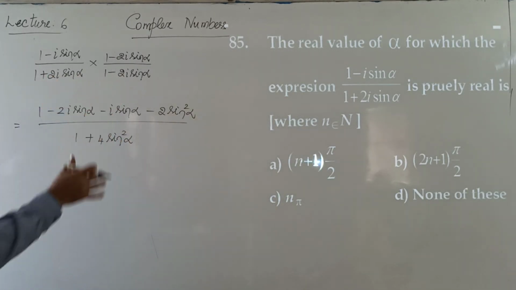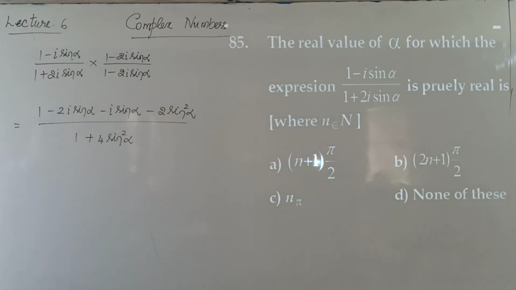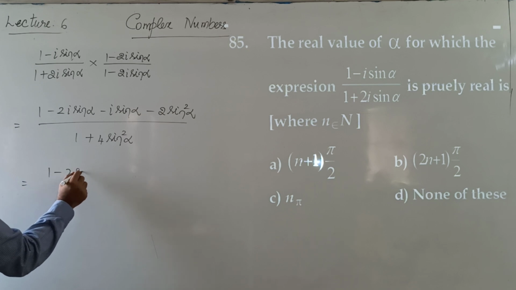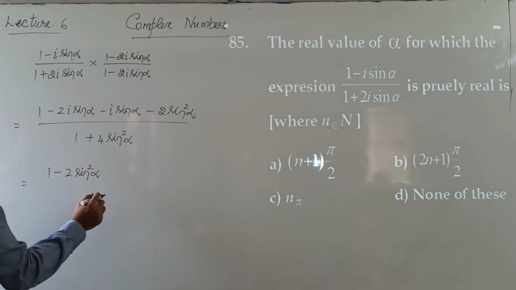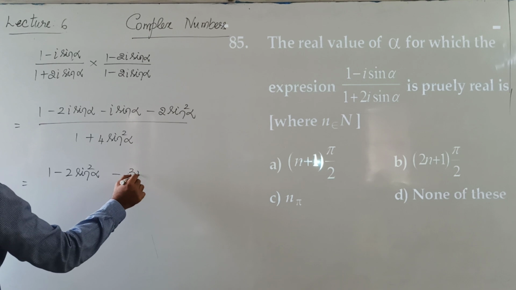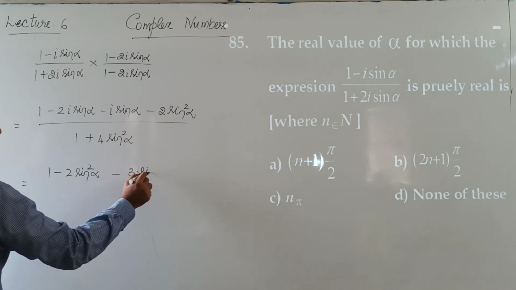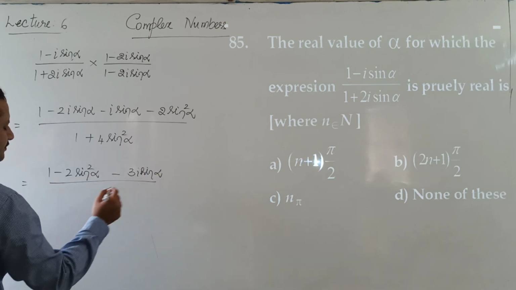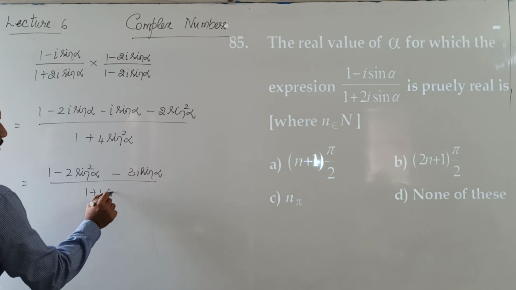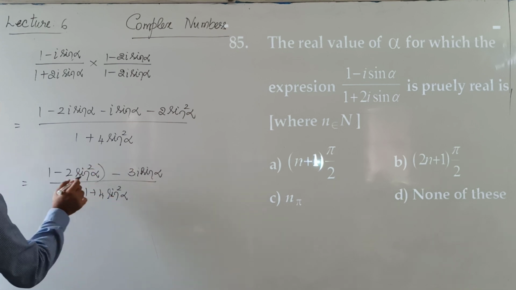A plus b, a minus b, a square minus b square, 4 into 4 i square sin square alpha. I square is minus 1. Minus of minus 2. So 1 minus 2 sin square alpha minus 3i sin alpha divided by 1 plus 4 sin square alpha.